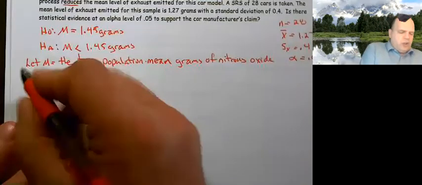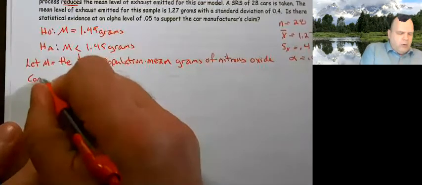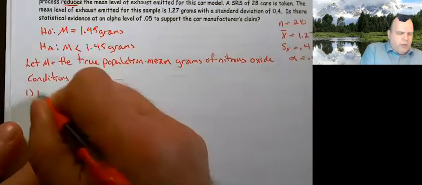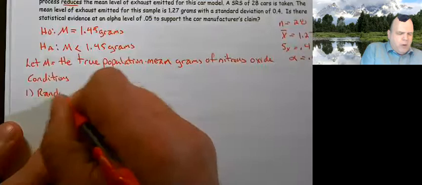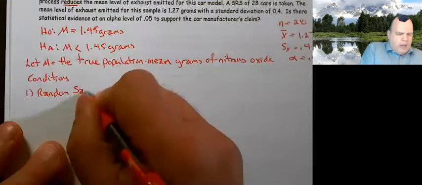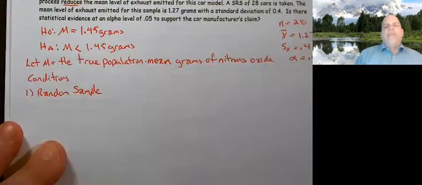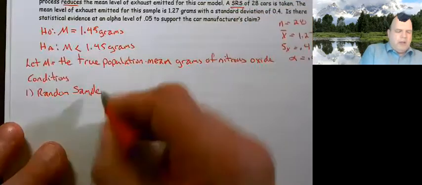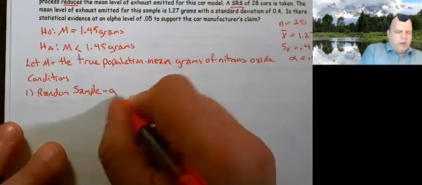So our conditions are as follows. The first one, we need a random sample. They told us that it was a simple random sample, so that means it was given. All right, so we're good there.